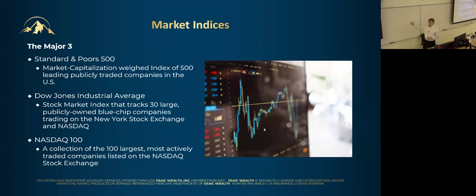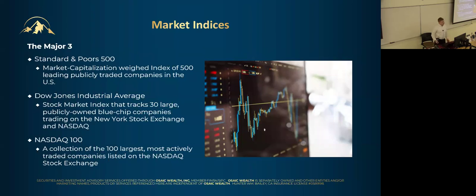Or if you're looking at something like the Dow Jones Industrial Average, this is a stock market index that tracks 30 large publicly owned blue chip companies trading on the New York Stock Exchange. And it's just 30 specific companies. The people at Dow Jones chose these because they think they represent the market index pretty well, or at least they did at that time.